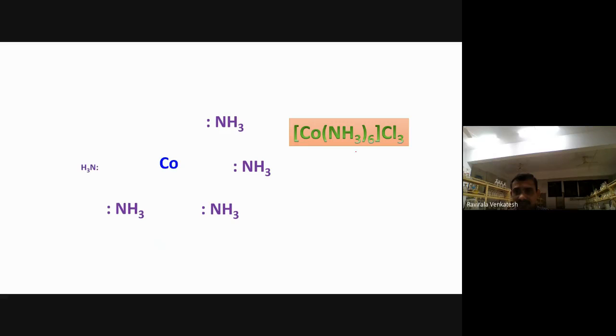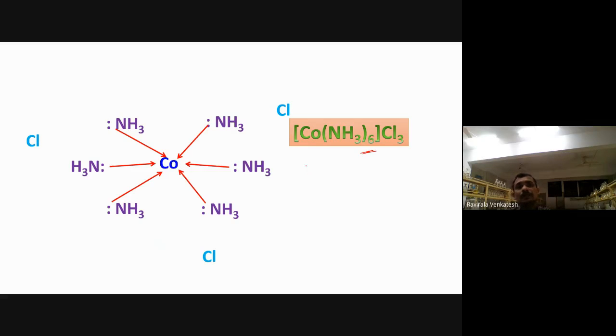Cobalt. How many ammonias are there here? 6 ammonias are there. Now 6 ammonias are forming dative bonds here, right? 6 ammonias are forming dative bonds like this. Now what about the chlorine? They are present outside of the sphere. I will show how it looks outside of the sphere. You observe here what happened.